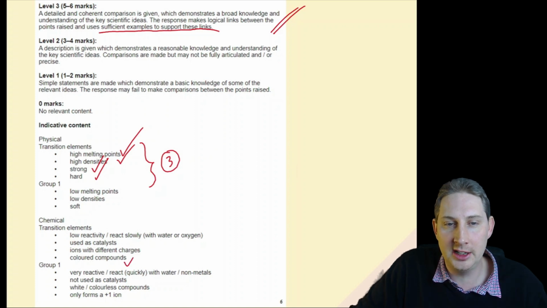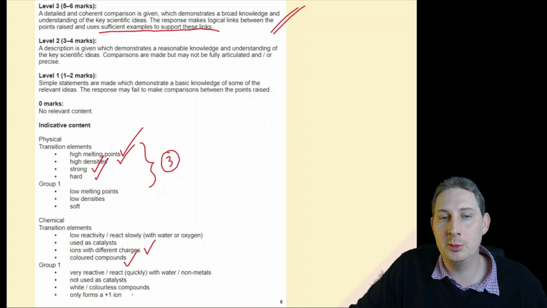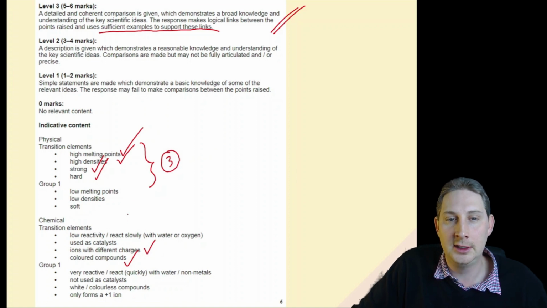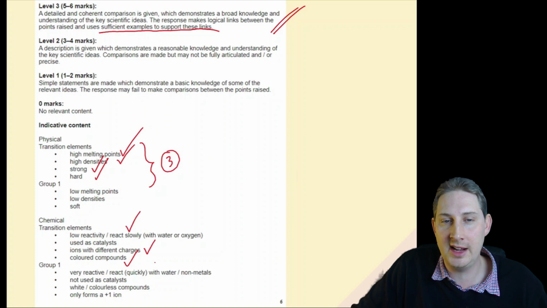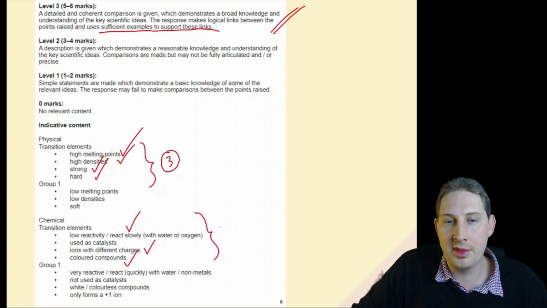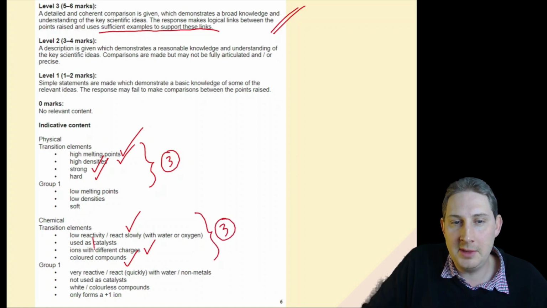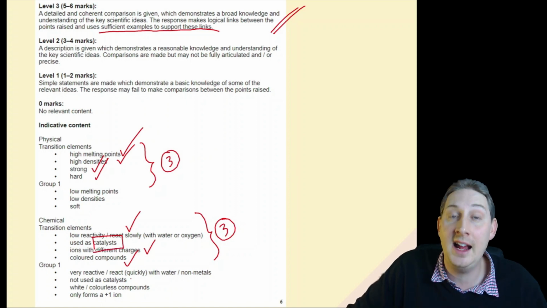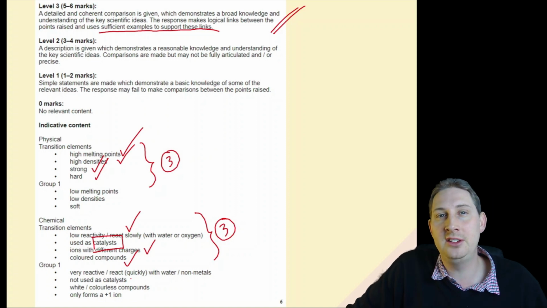Transition elements form coloured compounds, while group 1 elements don't. Transition elements form ions with different charges. Group 1 elements only form the +1 ion. Transition elements have low reactivity or react slowly, whereas group 1 elements are very reactive. And that's probably the other 3 marks. The one thing we haven't mentioned, but we don't need to do that for all 6 marks, is that transition elements tend to be used as catalysts, and many of these you will encounter throughout the course, but transition elements are used as catalysts, group 1 metals are not.